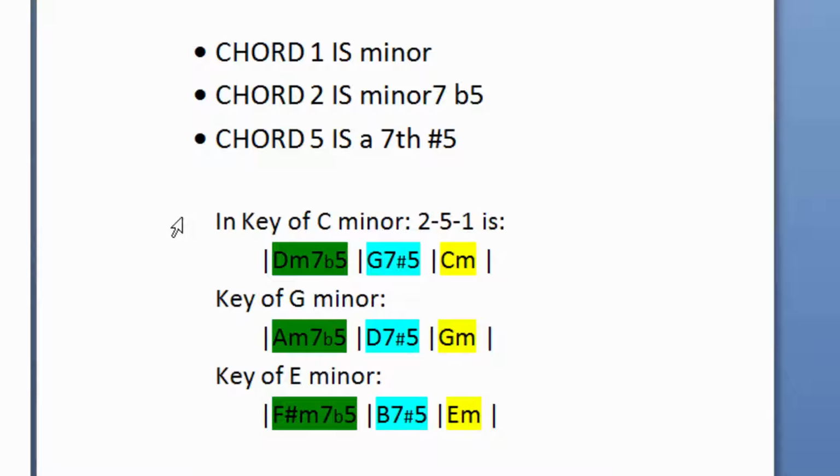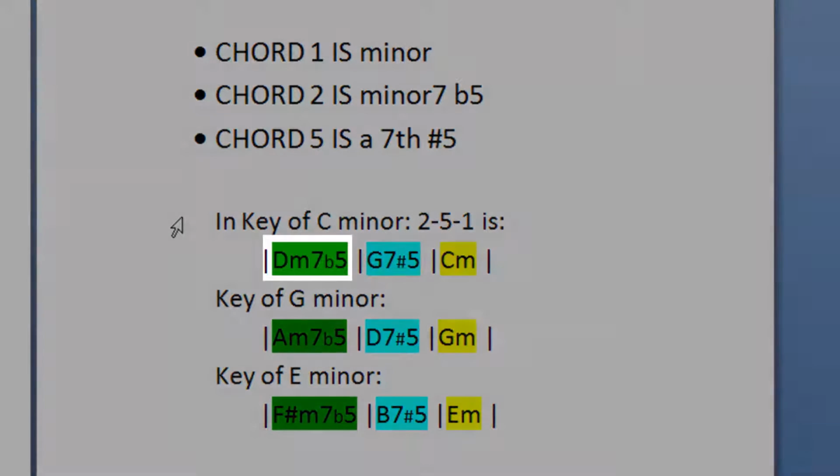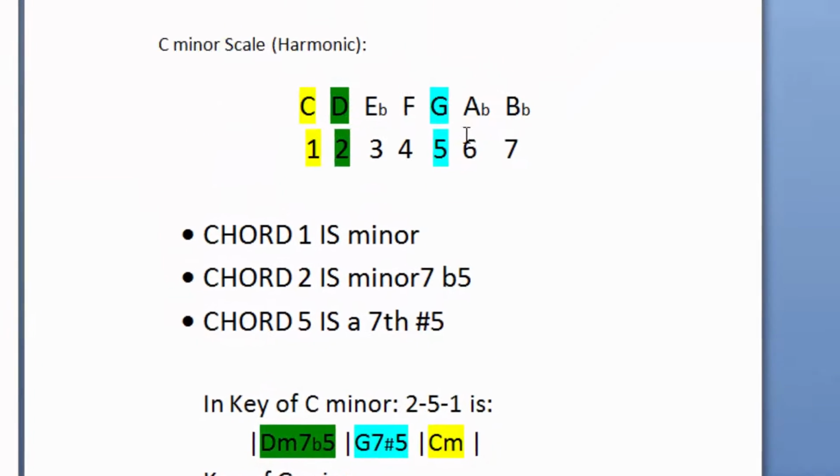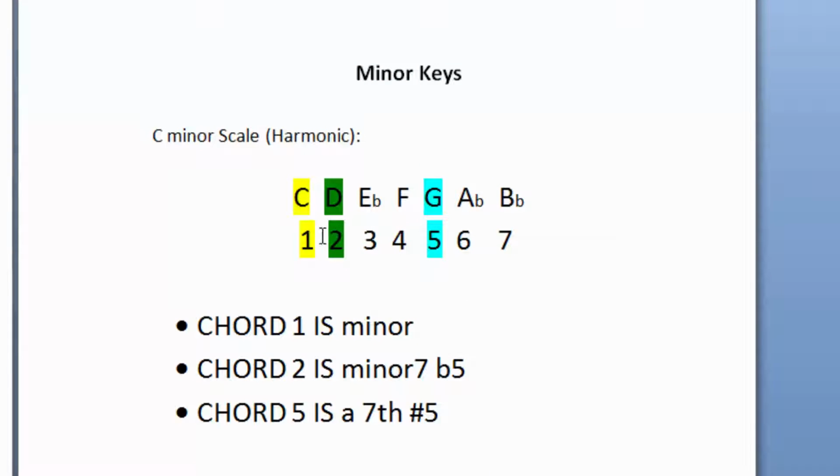We have to do D minor 7 flat 5 because, as you can see here, if we start the scale on a D, because we're on chord 2, D, E flat, F, G, A flat. So my fifth of my chord is now A flat and not A natural because we're not dealing with the major scale. So A flat.